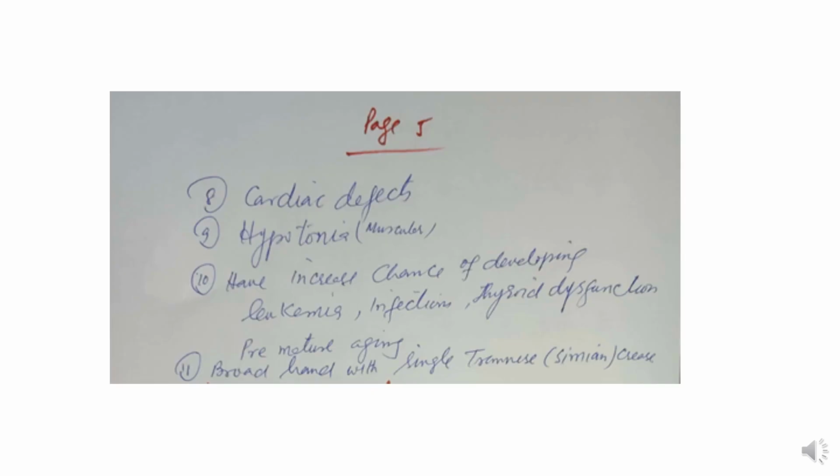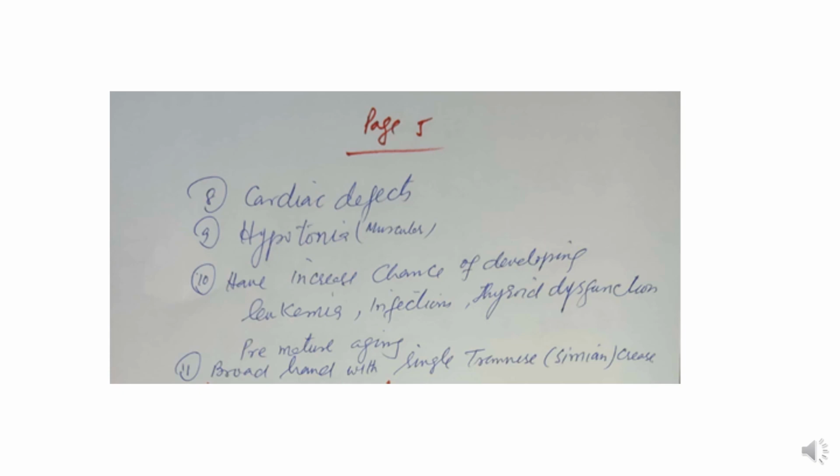Number eight defect in Down syndrome is cardiac defects. The heart is defectively formed, and there may be persistent or congenital anomalies in the heart. Hypotonia means decreased muscle tone, and they are lethargic people. They have an increased chance of developing leukemia, a blood cancer, in such children.